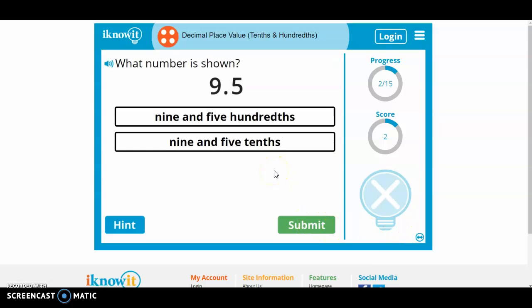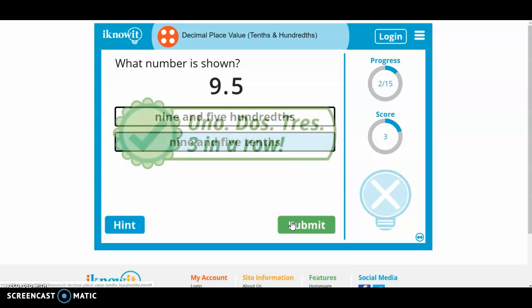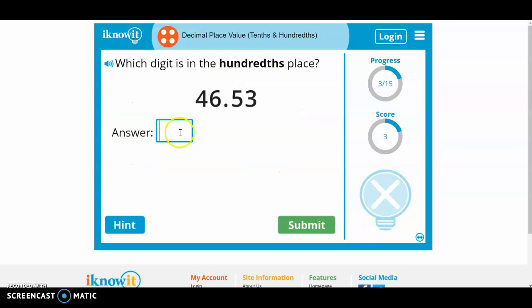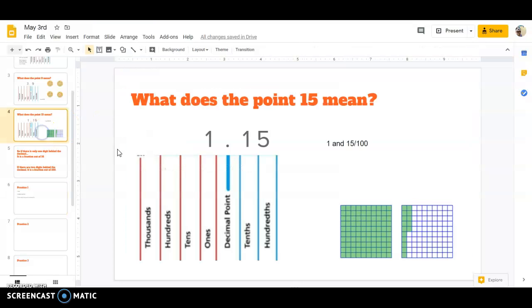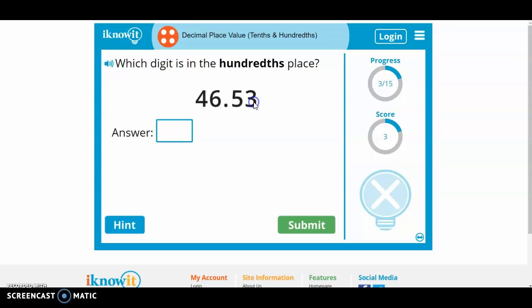Okay, another one. How would we say this number? 9 and 5. Which place value is the 5 in? The tenths place. Okay. And another one. Which digit is in the hundredths place? If we go back to our PowerPoint, we can look after the decimal point, there's tenths and then hundredths. So we must know the answer is 3.